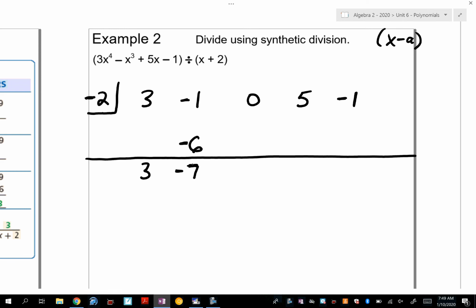Pause. Questions? Because now we're just going to repeat it. Negative 7 times negative 2 is positive 14. What am I going to do with 0 and 14? Add them and get 14. Repeat. 14 times negative 2 is negative 28. Add straight down: 5 plus negative 28. Very good. Repeat. Negative 23 times negative 2 is not 56. It's 46.